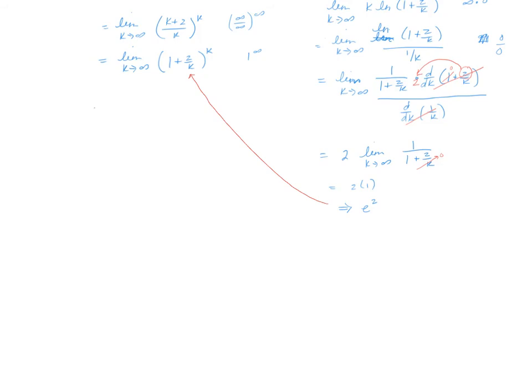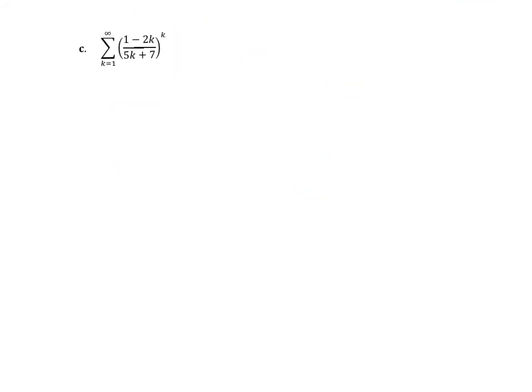Going back to our limit, this is the limit of e squared, which is greater than 1. So we have diverges by the root test. All right, so we're just going to look at one more example. It's a very short section.